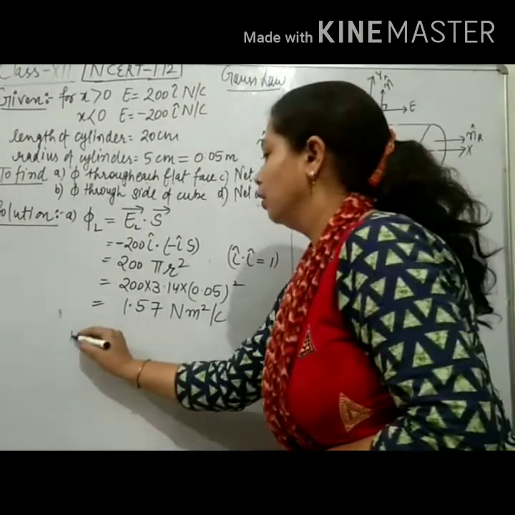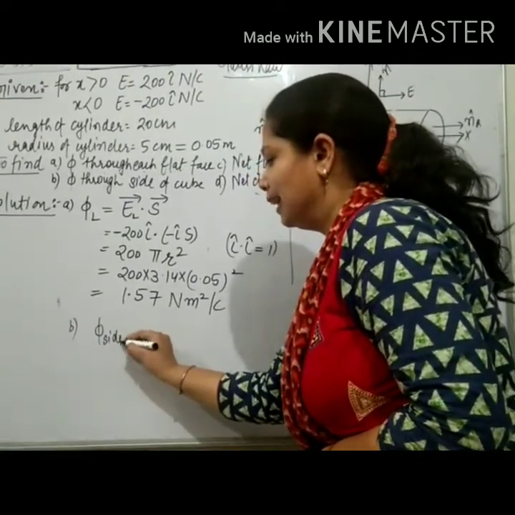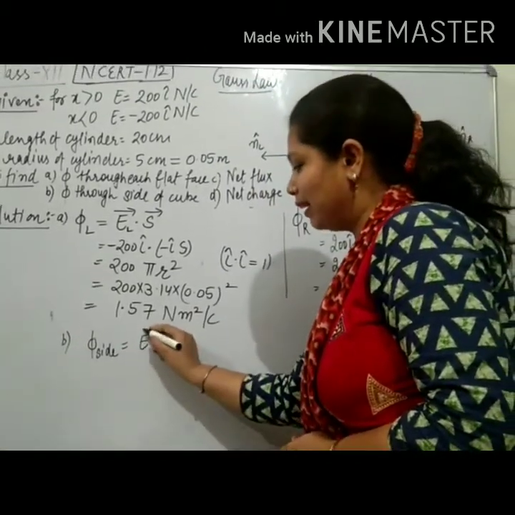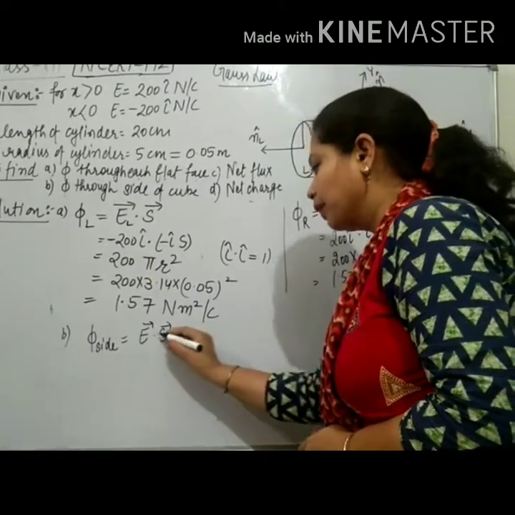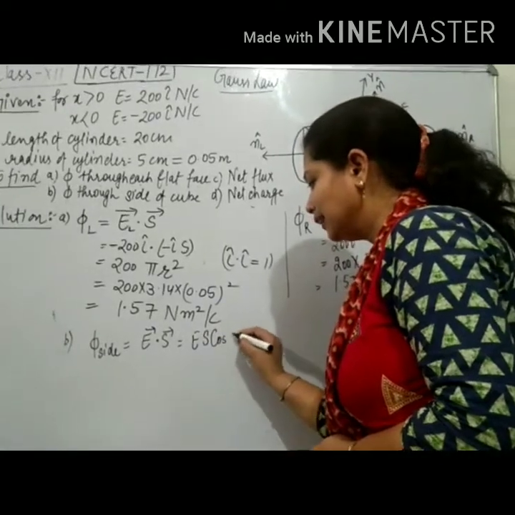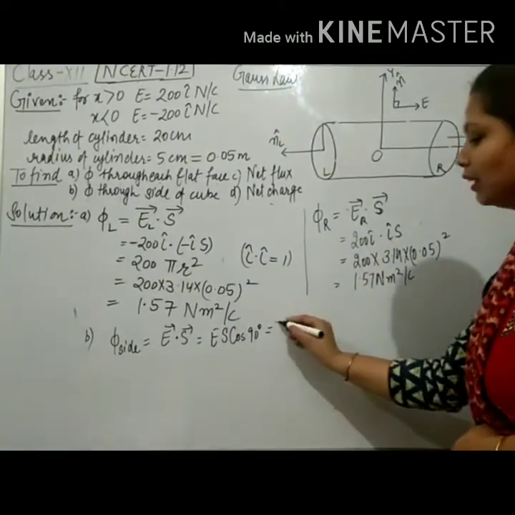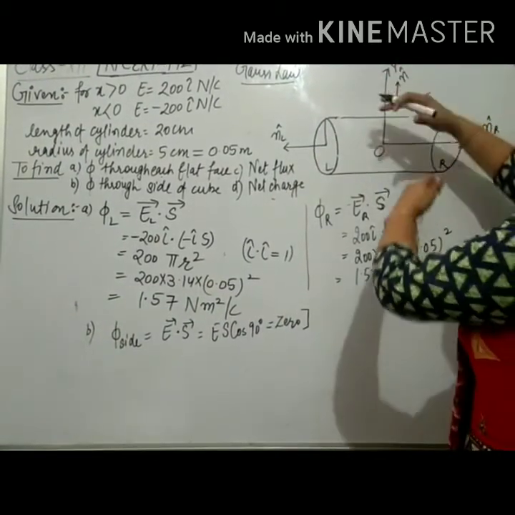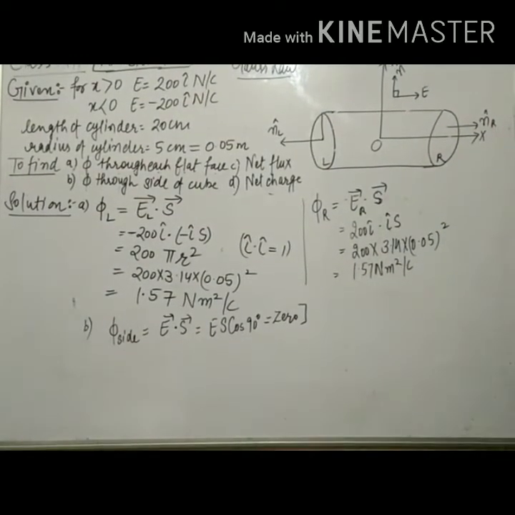Now, for the side, what will be the formula for electric flux? That is E vector dot S vector, which gives E S cos theta, and theta is 90. Cos 90 is 0. So it results in 0. So there is no flux, no field lines passing through the side of the cylindrical body.